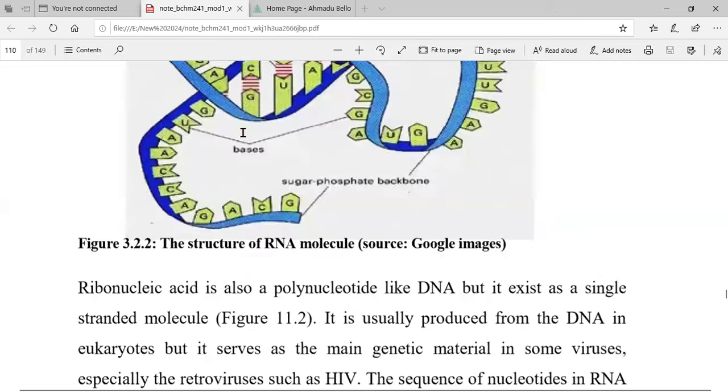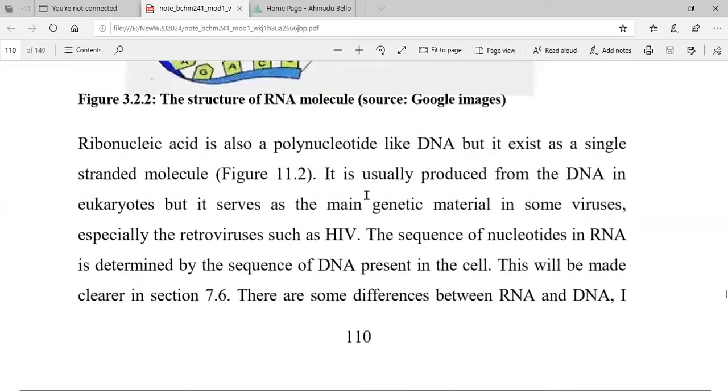So RNA is a polynucleotide just like the DNA, but it exists as a single-stranded molecule, and it is usually produced from the DNA in eukaryotes, but it serves as the main genetic material in some viruses, especially the retroviruses such as the HIV virus. So for humans, the DNA is the genetic material that gives rise to the RNA. It means it's from the DNA that we derive the RNA.